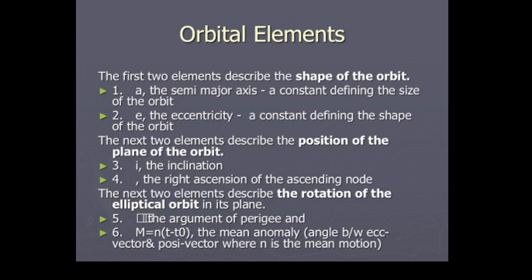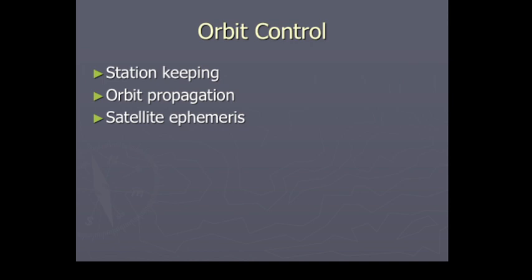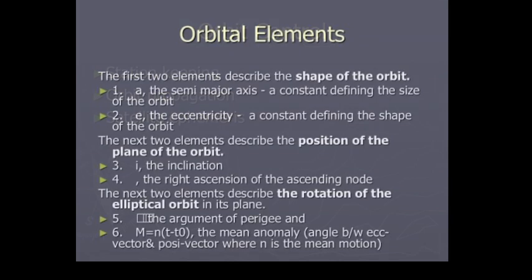For that you need the elevation, the azimuth, the visibility of the satellite, and the communication types. All these kinds of parameters are needed in order to do orbit propagation activities.